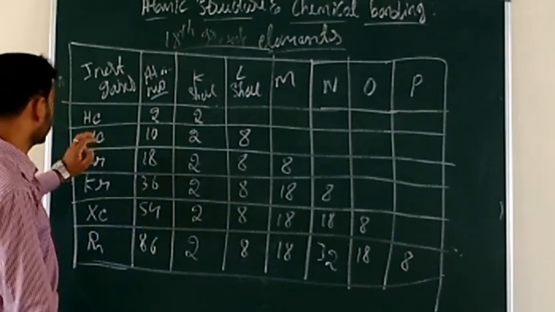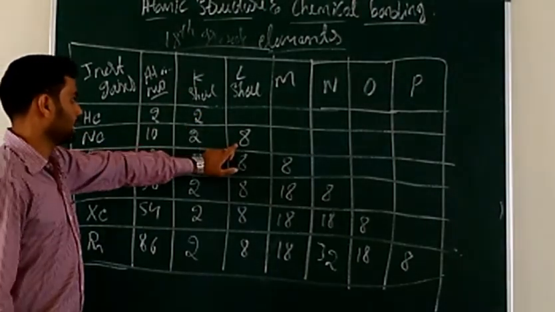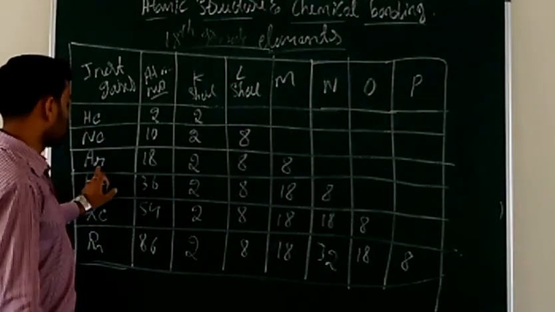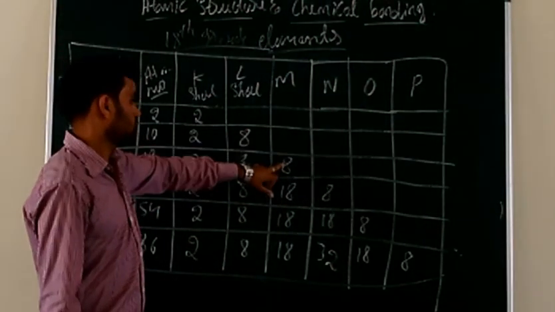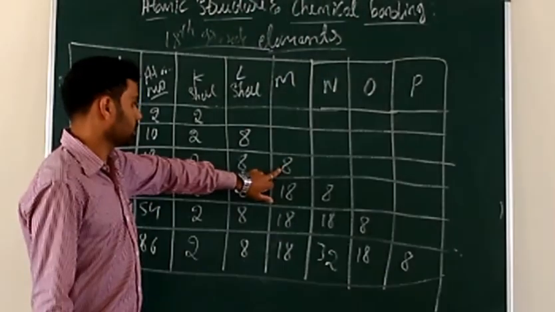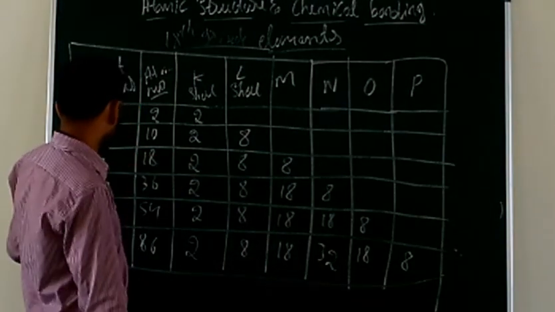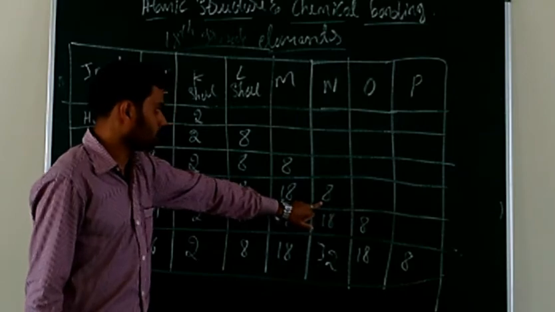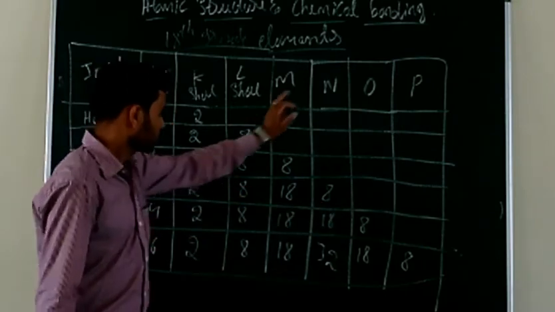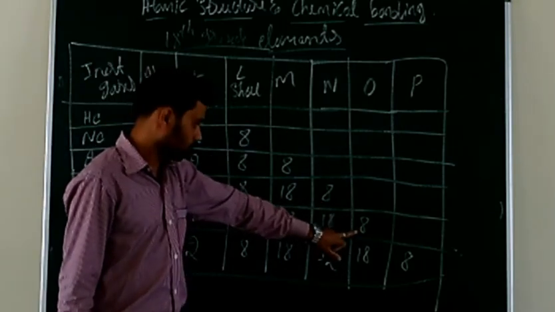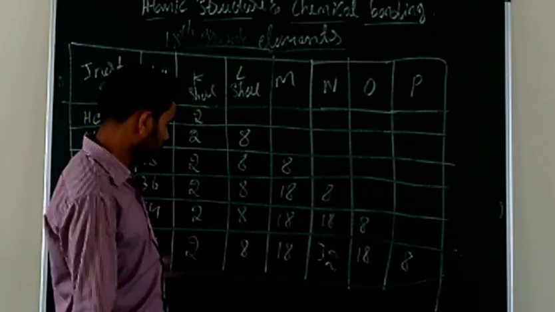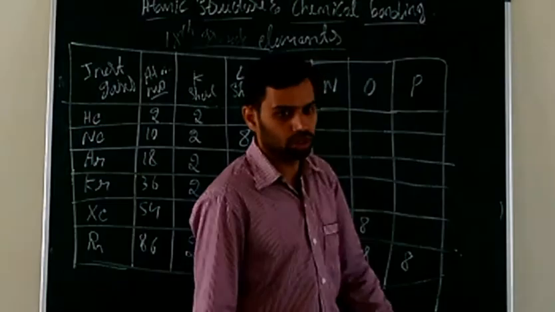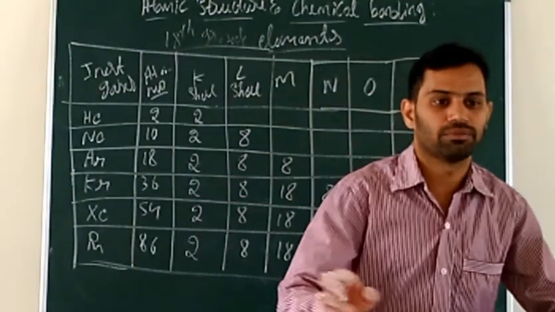Now look at neon. It has 8 electrons in the outermost shell. Next, argon: the M shell is the outermost shell and it has 8 electrons. Next, krypton: N is the outermost shell, 8 electrons. Next, xenon: O is the outermost shell, 8 electrons. Next, radon: P is the outermost shell, and it has 8 electrons. So their outermost shells are completely filled.